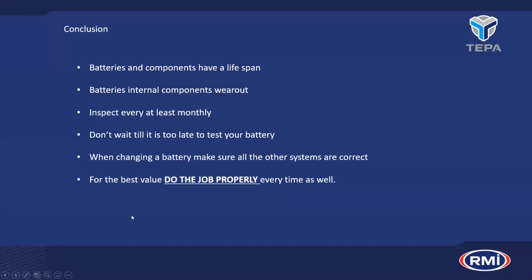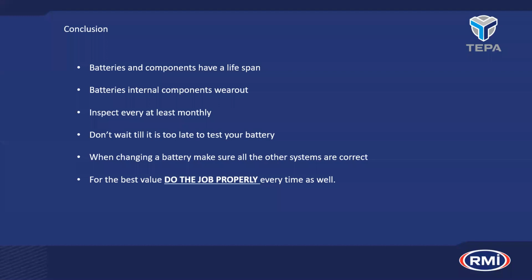So in conclusion, batteries and components have a lifespan. Batteries have internal components that can wear out. They do wear out. Although batteries that are very carefully maintained during their lifespan can have a very long life, they also, under typical normal conditions, do have a finite period of time that they'll last and they will die.